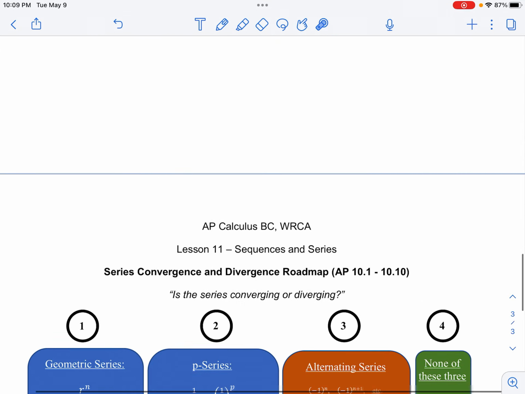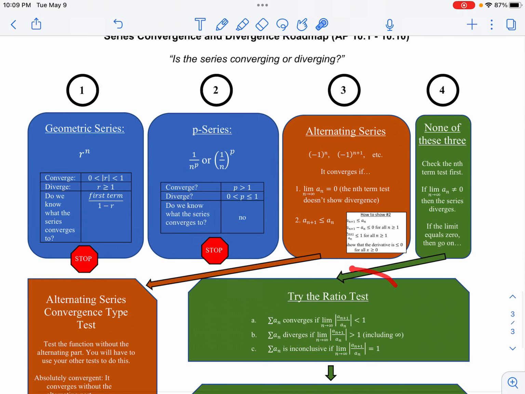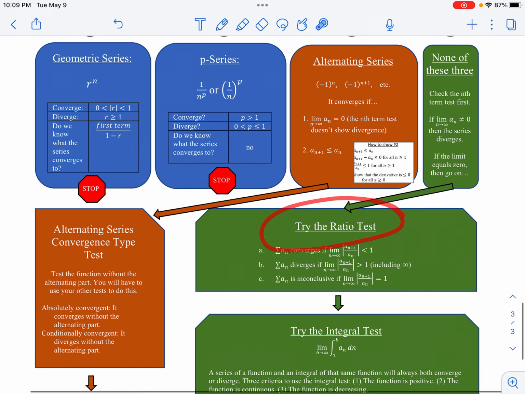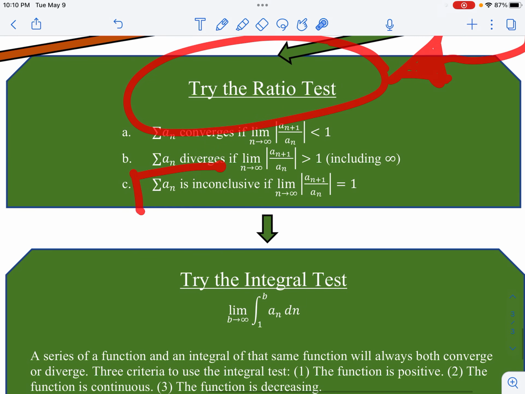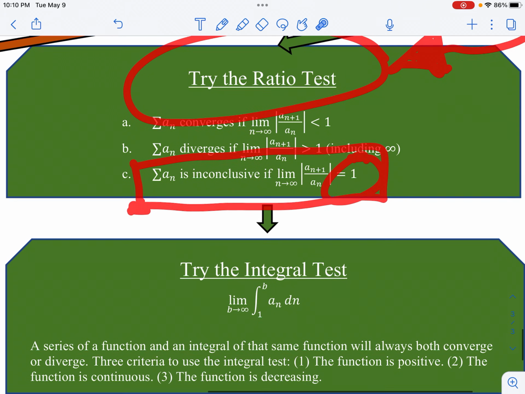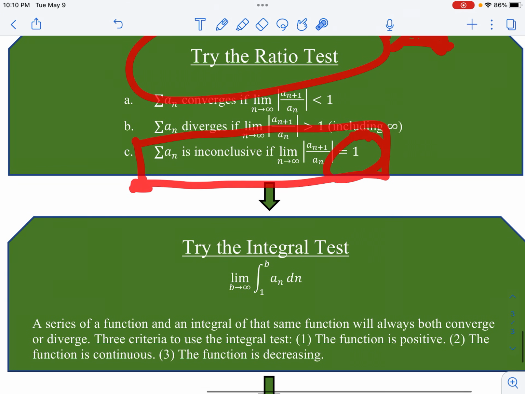Okay, so where are we in our roadmap? We are over here. We've already done the nth term test, or maybe we couldn't figure out how to do the nth term test, so we go to the ratio test. All right, we need a second part to our lesson, and that is, what if our ratio test is inconclusive? What if it equals 1? Well, guess what? You've got to keep going.